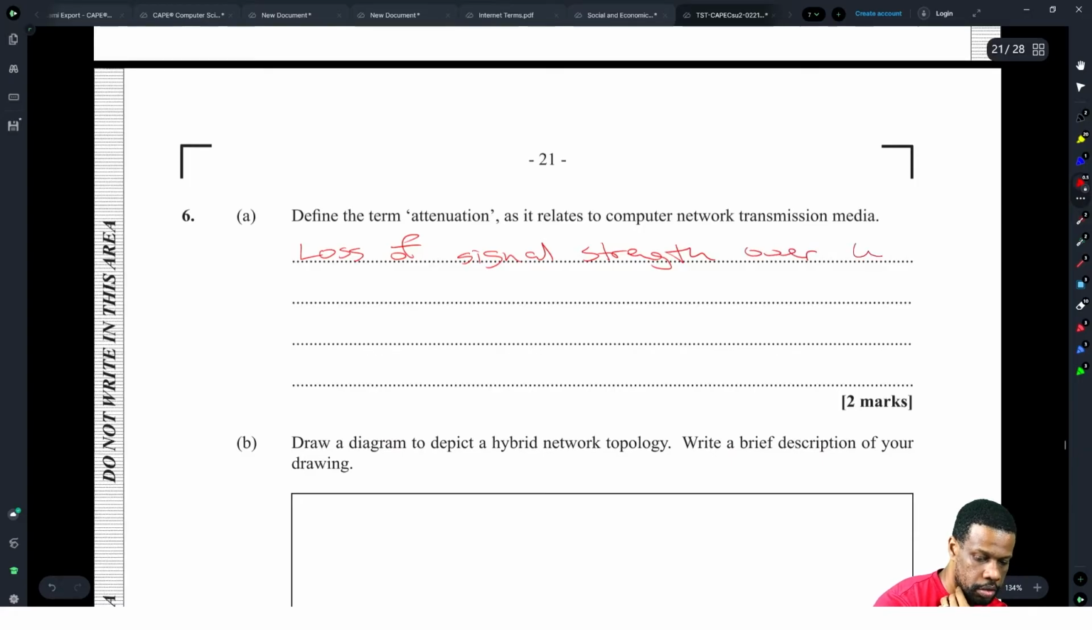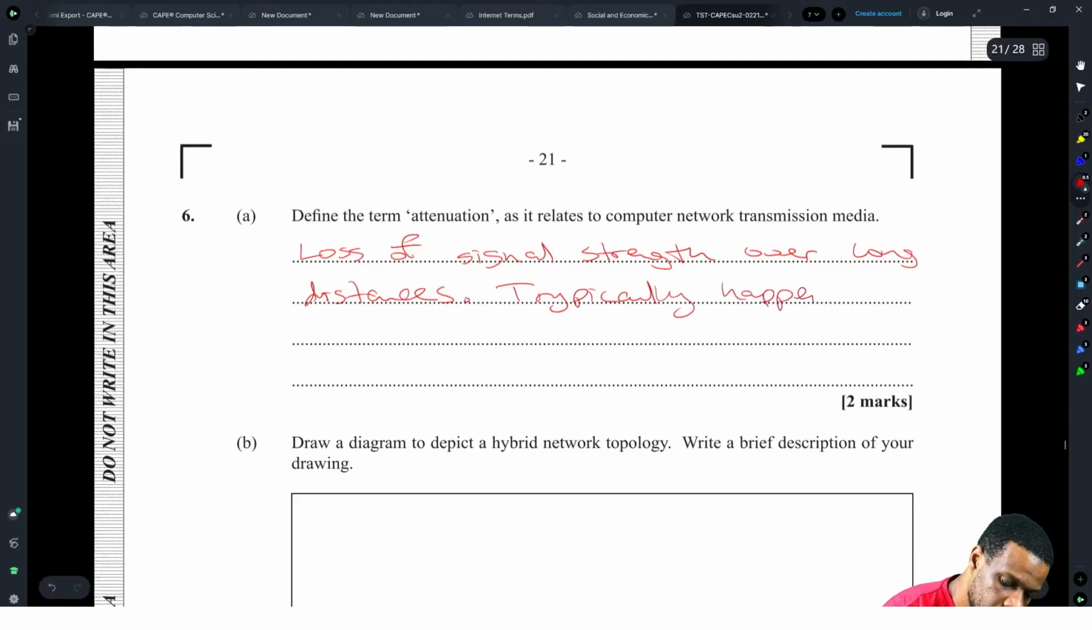Over long distances. Typically happens with electrical signals.